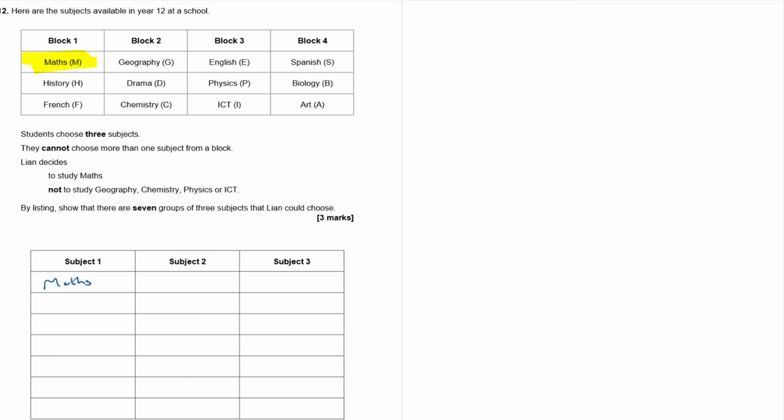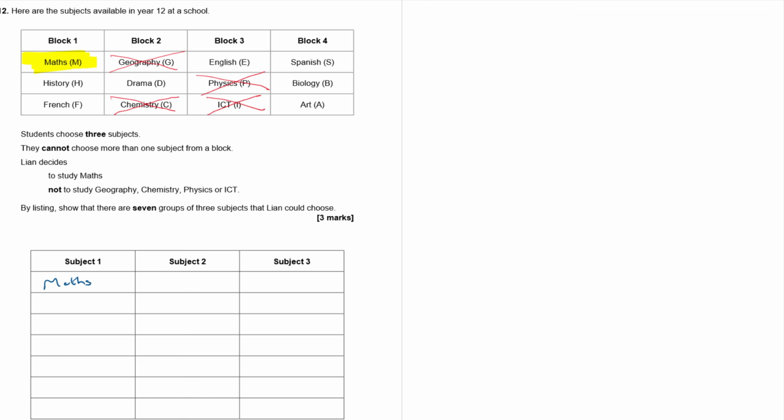And then, what else have I got? Not study geography, chemistry, physics or ICT. So let's put a cross through those. So not geography. Where's geography? There. Gone. Where is chemistry? No to chemistry. Physics. No physics. And no ICT.